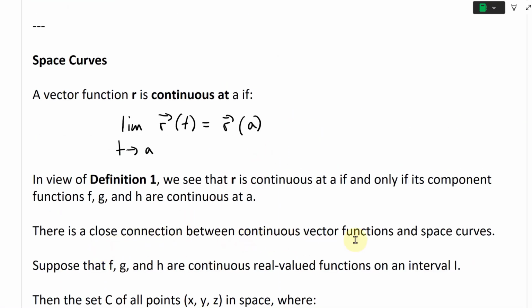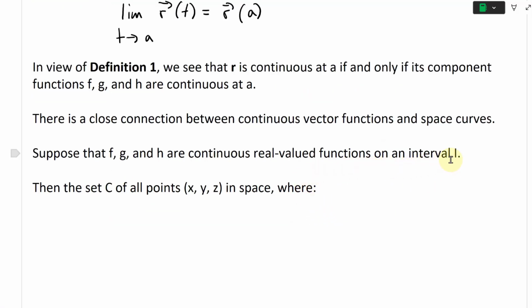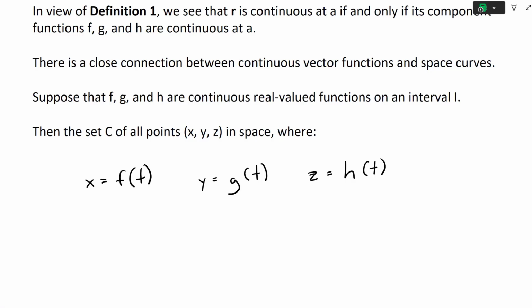There is a close connection between continuous vector functions and space curves. Suppose that f, g, and h are continuous real-valued functions on an interval I. Then consider the set of all points x, y, z in space where, drawing the vector function in real 3D space, x is equal to f of t, y is equal to g of t, and z is equal to h of t. So the actual coordinates in space are the components of the vector function r.